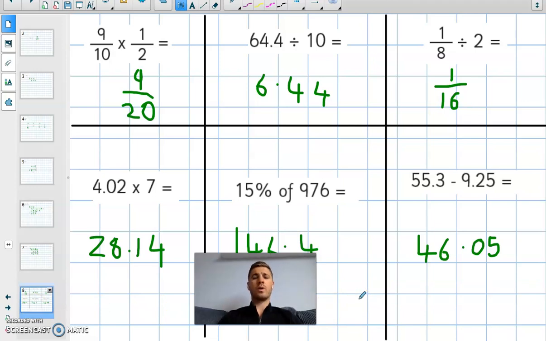So have a look at all of the answers. Make sure you got the correct ones. Go back through the workings out that I've showed you to see where you may have made a mistake.